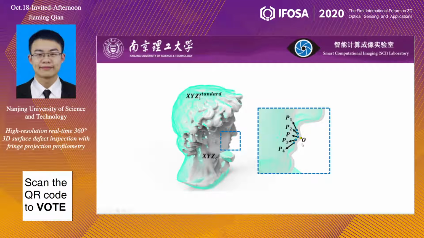For point O in XYZC, its matching point is P. Different compared with P1 to P4, P has the closest distance with O. Based on such factor, we use the smallest 3D distance between O and all the 3D points of the standard model to quantify the 3D defects of O. With such minimal 3D distance searching method for all the points of XYZC, we can obtain its 3D surface defects.